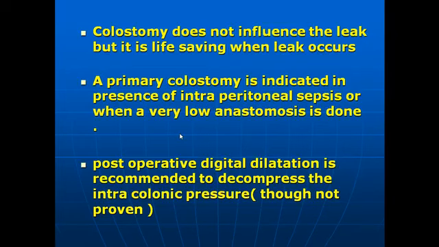A primary colostomy is indicated in the presence of intraperitoneal sepsis or when a very low anastomosis is done. So if you're doing an emergency operation with intraperitoneal sepsis, the patient having peritonitis or something like that, or a very low anastomosis where there is no peritoneal covering, a primary colostomy is always indicated, either in the form of a colostomy or a stoma, or in the form of an ileostomy.